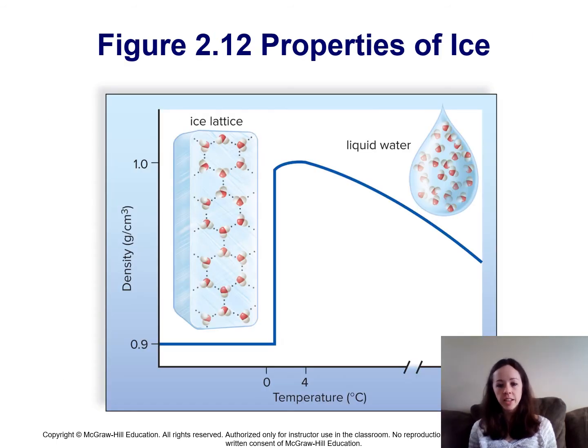The arrangement and spacing of the water molecules when they freeze is what causes ice to be less dense than water. Notice how the individual water molecules are further apart when it is a solid versus when it is a liquid. The water molecules are a lot closer together when they are a liquid, causing them to be more dense.